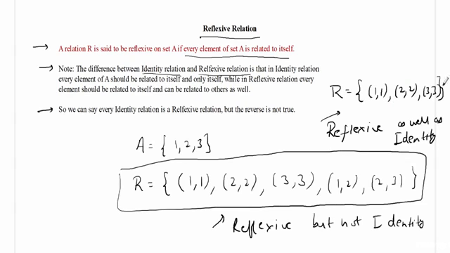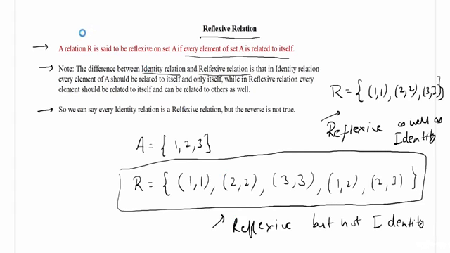Like this was an identity relation, so this is reflexive as well, because every element will be related to itself with identity, but every reflexive will not be an identity relation. Why? Because in reflexive we can have the elements being related to different elements also. Clear with the concept of reflexive relation? So in summary, a relation R is said to be reflexive on set A if every element of set A is related to itself.